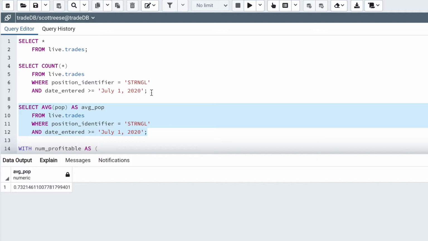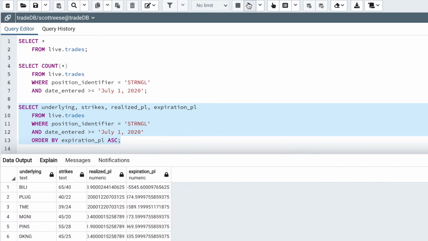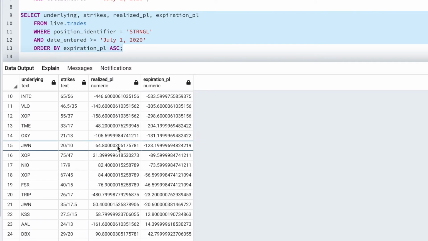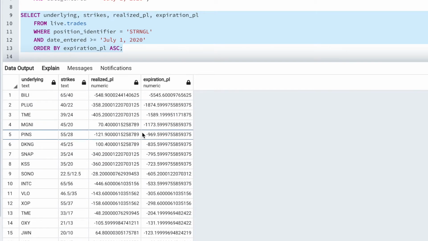So I'm going to write one more query now. This one is just going to show you a few important metrics about every strangle I have made since July 1st of 2020. So I'll go ahead and run this one. And let me expand out these few columns. There we go. Here you can see all 167 strangles I made since July 1st, and they're sorted by the expiration profit or loss from greatest to least, in terms of the biggest losses to the biggest win.